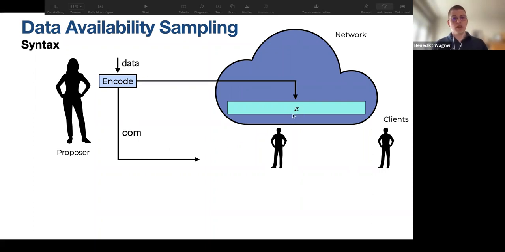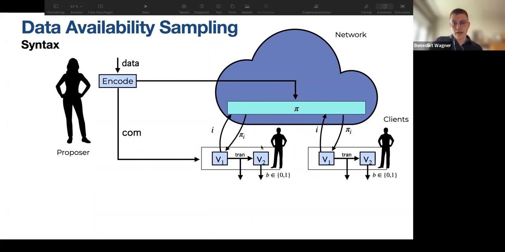And here you see one aspect of our definition. We don't model this network as a set of a lot of parties. Instead, we say there is this encoding. It is somehow stored within the network and the clients can query it. Okay, so how do the clients look like? The clients are basically just algorithms that can query this encoding.